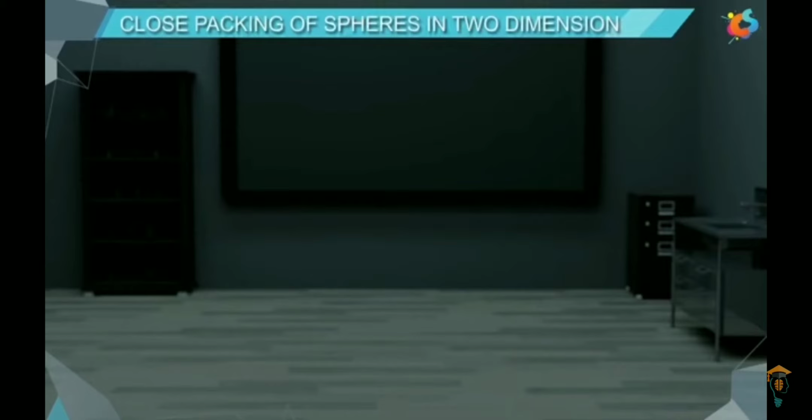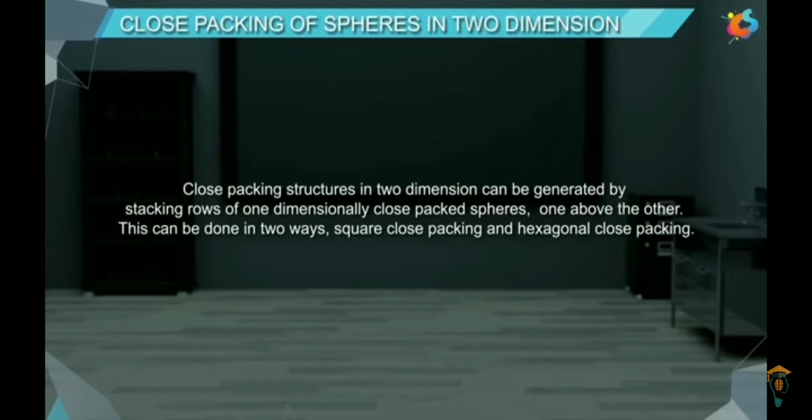Close packing of spheres in 2 dimensions. Close packing structures in 2 dimensions can be generated by stacking rows of one-dimensionally close packed spheres, one above the other. This can be done in 2 ways: square close packing and hexagonal close packing.